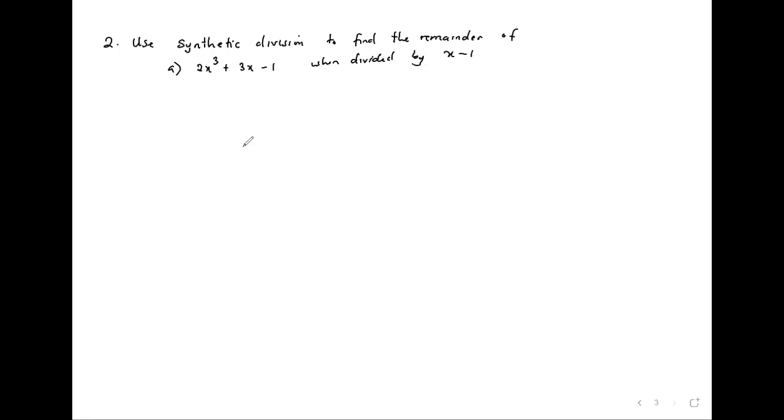So for synthetic, what you do is you first get the divisor, x minus 1, you set it to 0, and so x is equal to 1. Then get this one, hang it somewhere, and then get the coefficients of the polynomial. If there's any missing power, you put a 0. So we have 2x³, 0x squared, 3x, minus 1. And then we can do the demarcation, drop the 2.